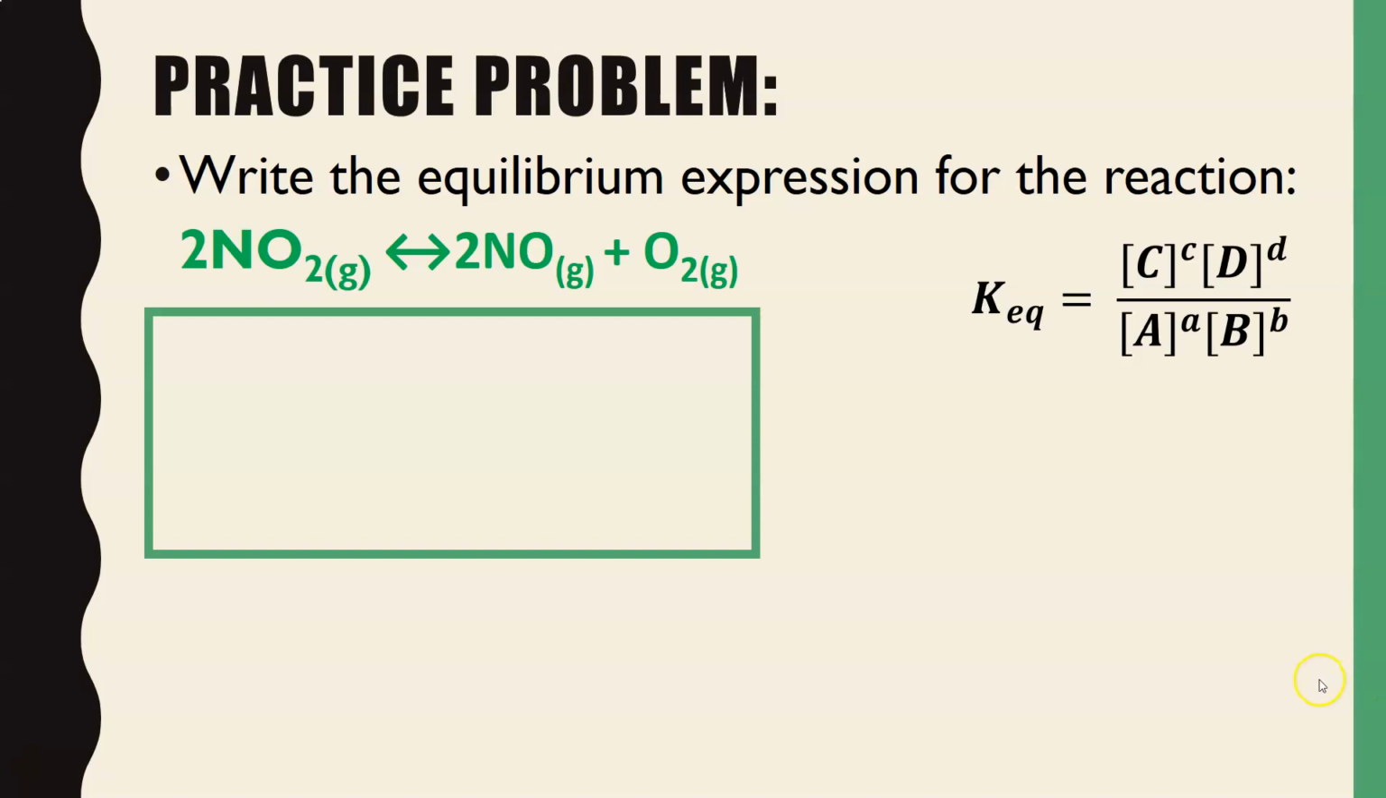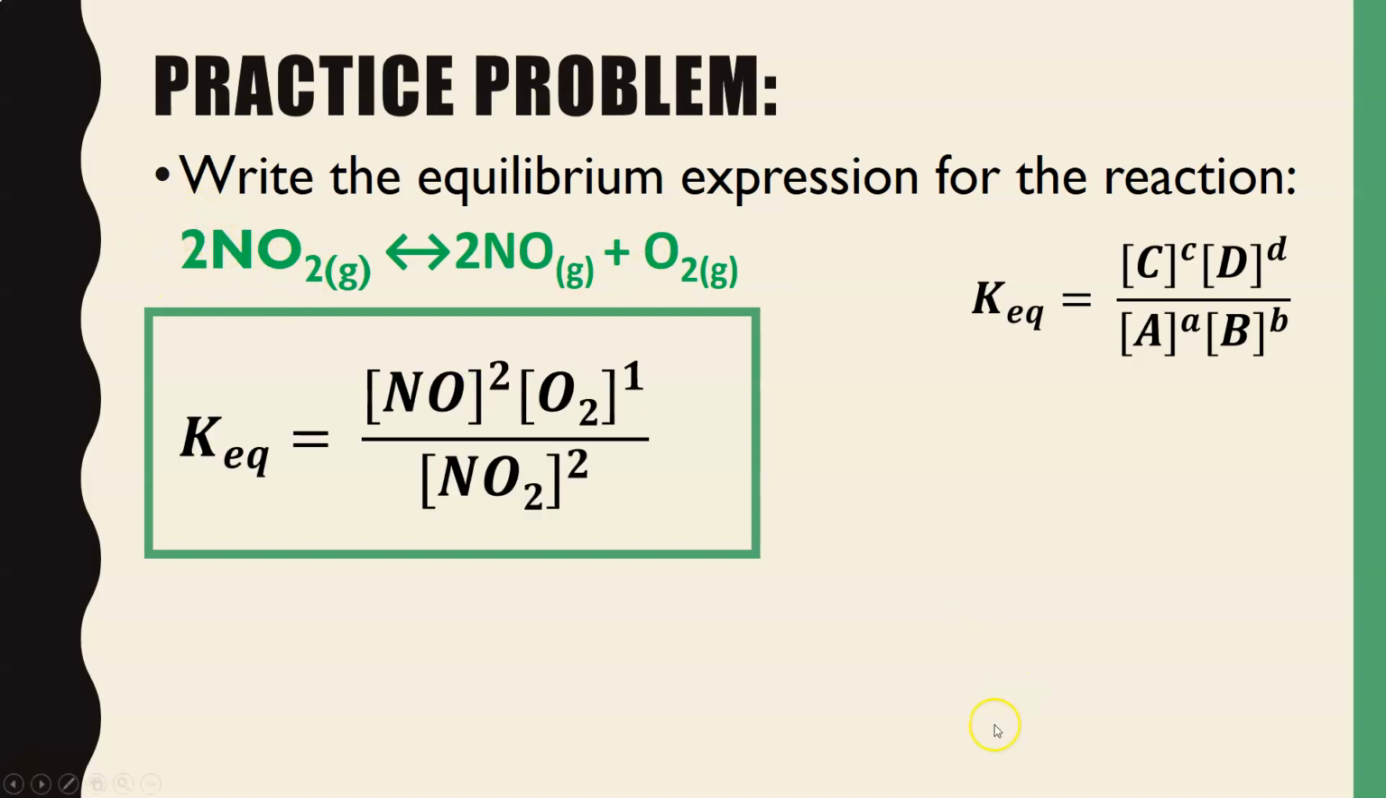All right, so on the top, I'm going to have these two. The nitrogen monoxide will be squared because we had 2 as a coefficient. The exponent for my oxygen is just going to be a 1. My nitrogen dioxide is going to be on the bottom, and it will also be squared because it had a 2 coefficient.